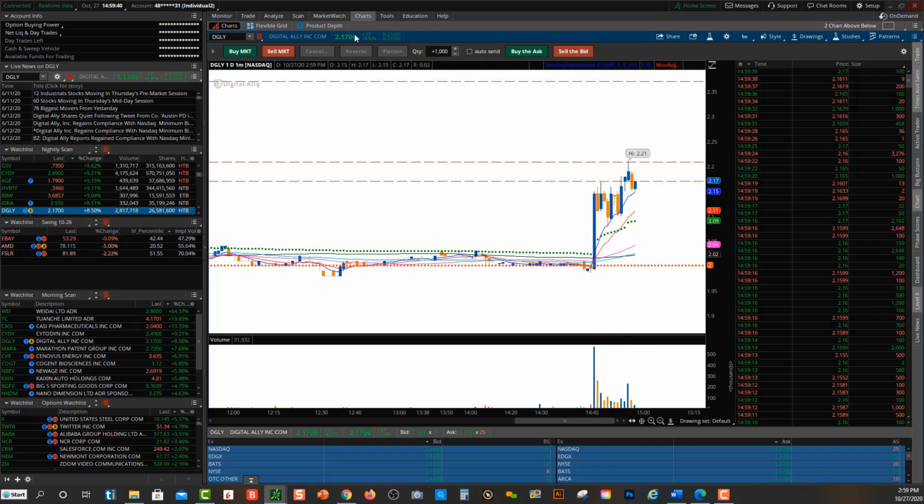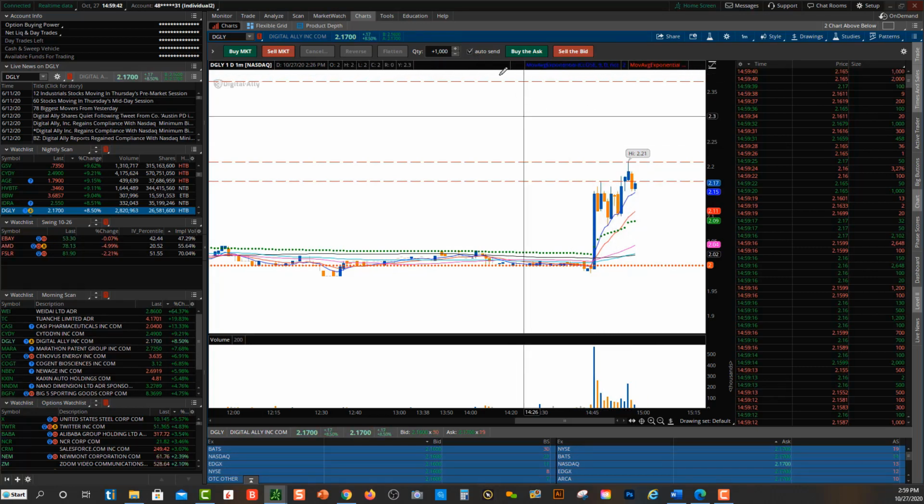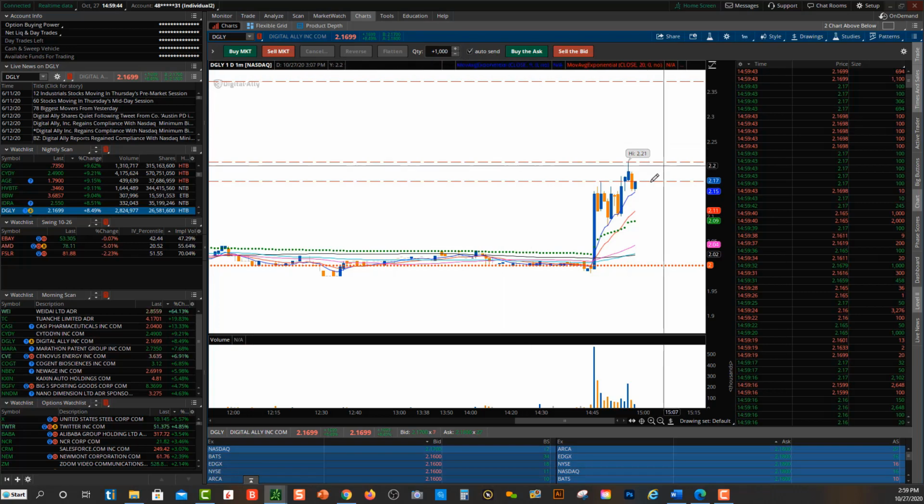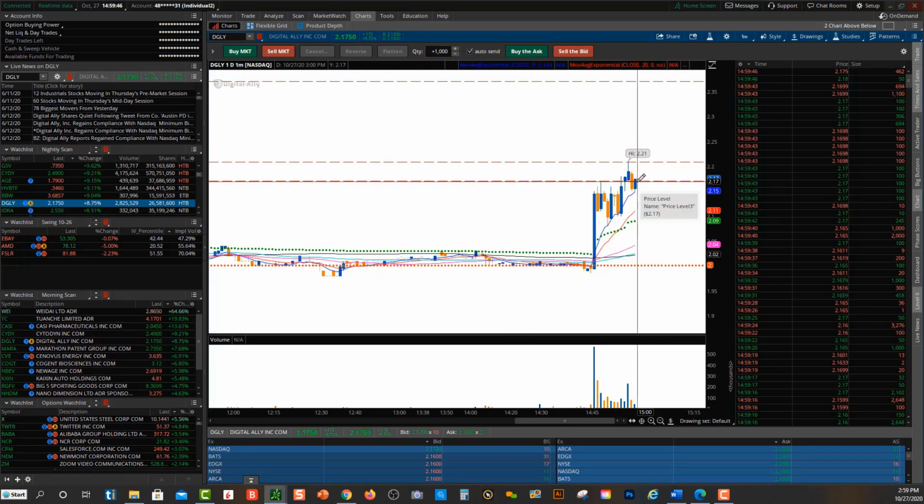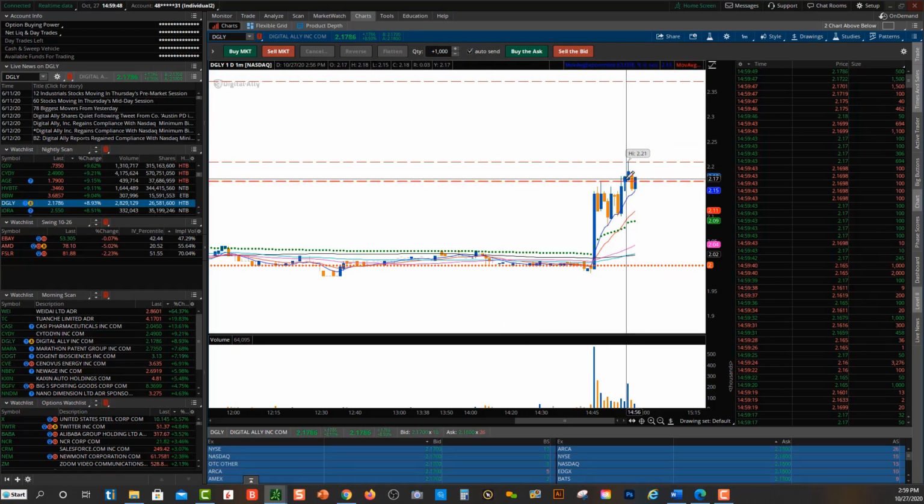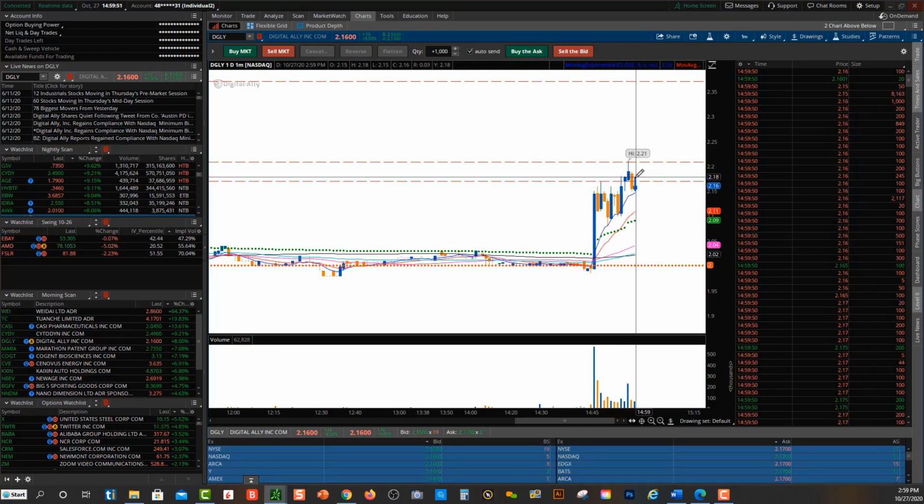So let's let this 1 minute form. I'm going to put my auto send on here. You can see about 1,000 shares. If price can break above that 217 after this 5-minute candle closes, I might look to get in.